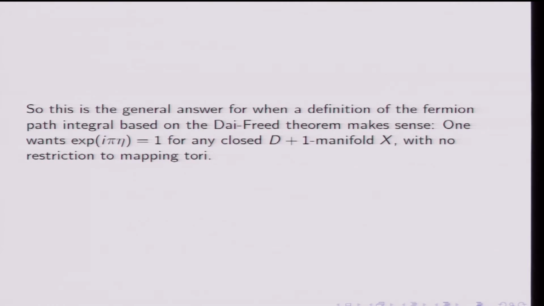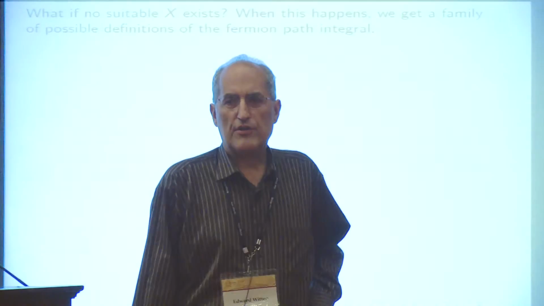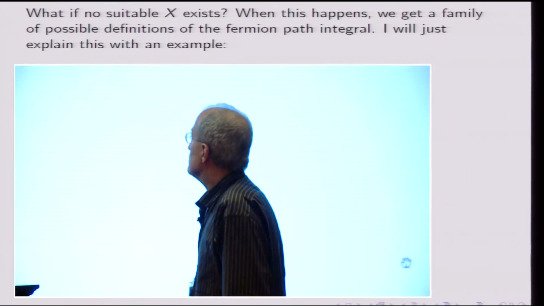So that's the general answer when a definition of the Fermion path integral based on the Dai-Freed theorem makes sense: you want e to the i pi eta equals 1 for any closed manifold with no restriction to mapping tori. Well, what if there is no suitable X? When that happens, the Dai-Freed theorem doesn't give a complete answer, but I claim that it gives as complete an answer as there should be in the following sense.